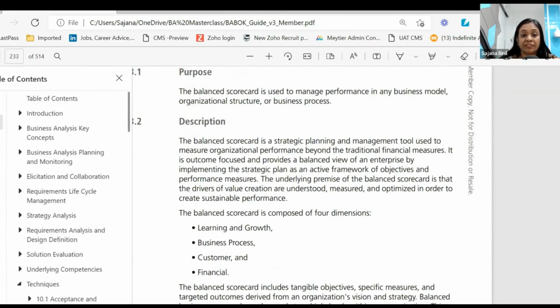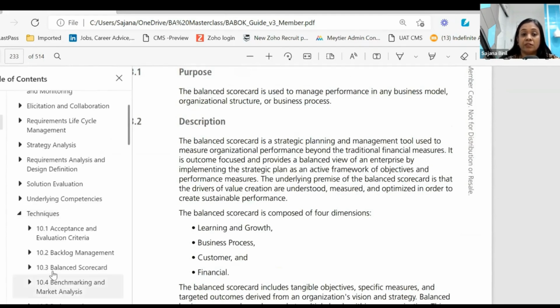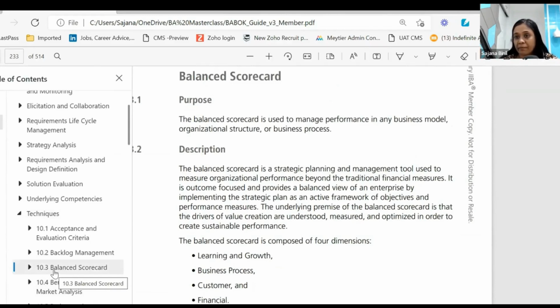So like I said, it's a strategic planning tool, guys. These techniques have nothing to do with requirement gathering and requirement analysis. So it's not an entry-level BA job. So don't try to relate it with any requirement gathering because this is not a requirement gathering technique.